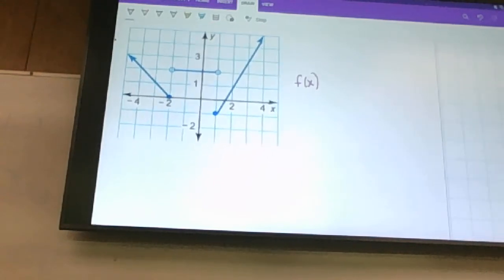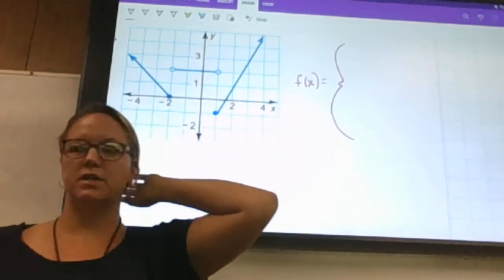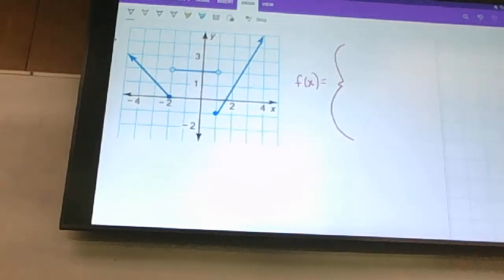Let's do f of x equals, and a great big fancy bracket, which is a parenthesis, a little point, and a parenthesis. Alright, so we're going to do one equation here, a different equation here, and a third equation here.